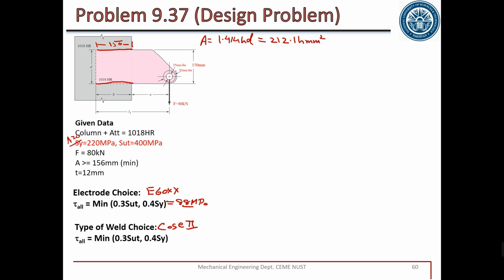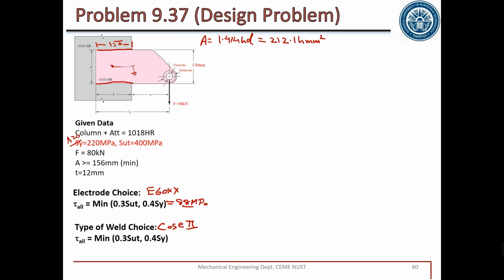So we have the area. This value is also 150, so this is a square weld. If this is a square weld, the centroid lies exactly at the center, or you can just check the value from case 2 as well. So if this is at the center, we can just use exactly the same method.